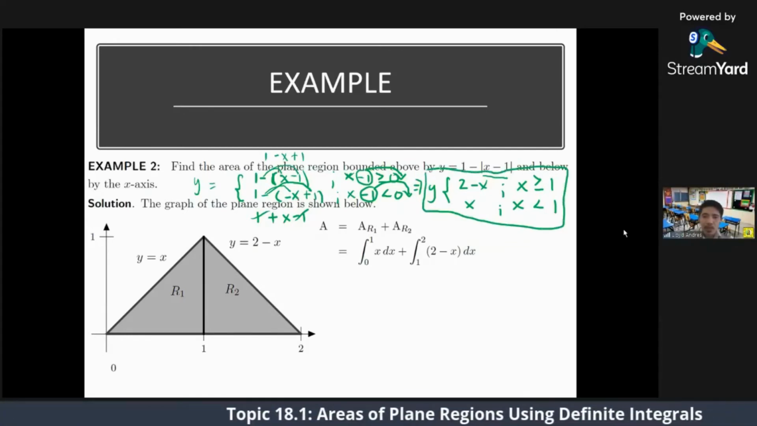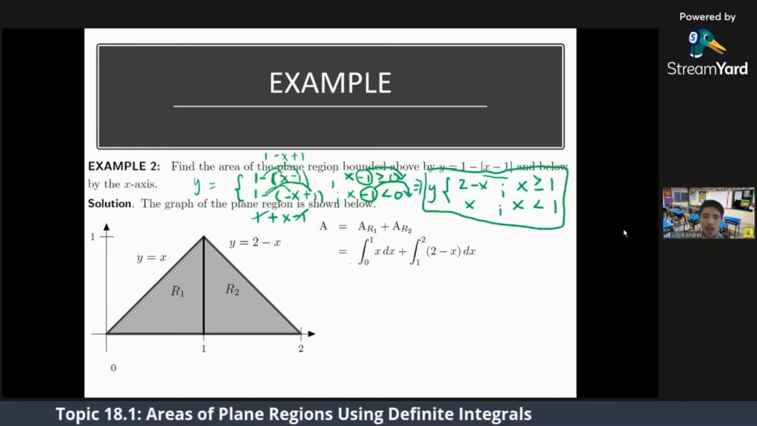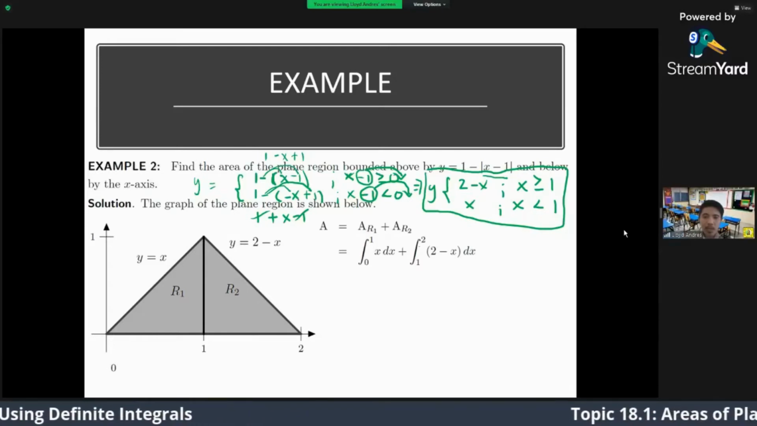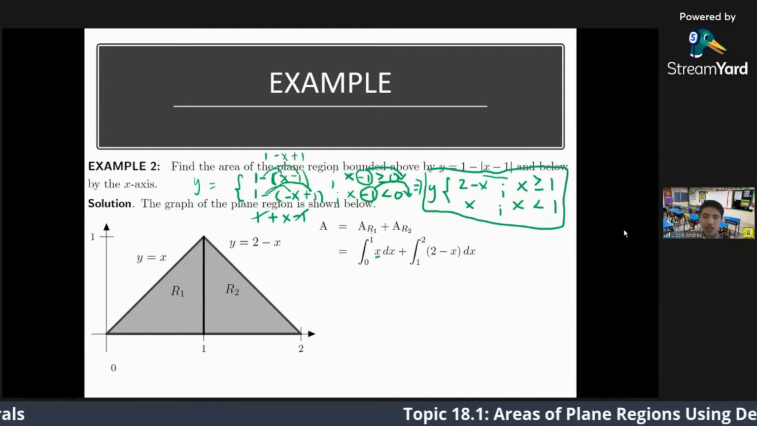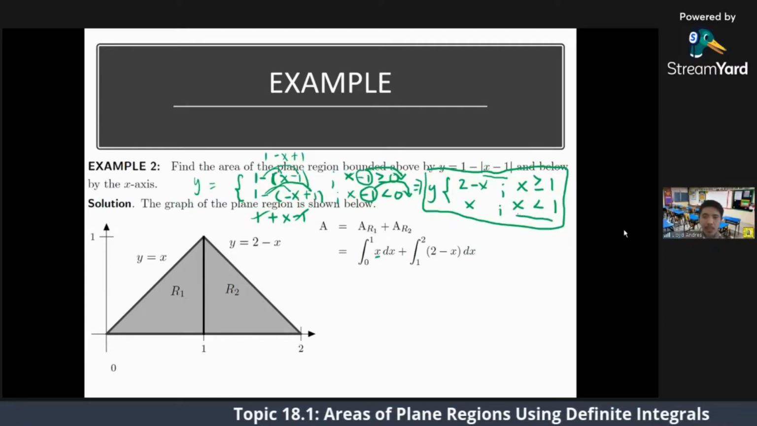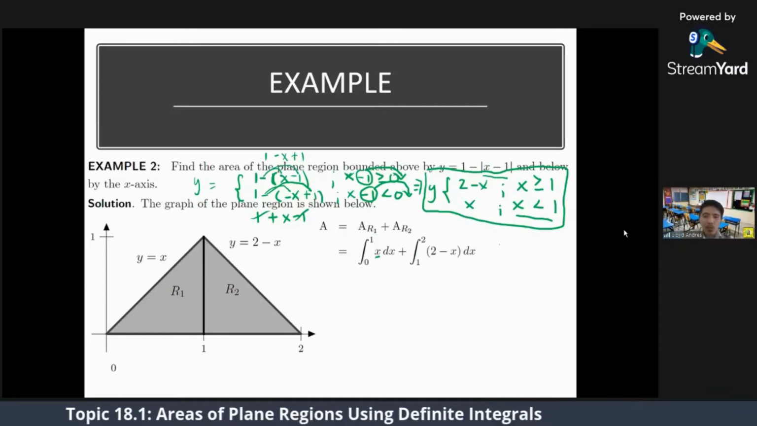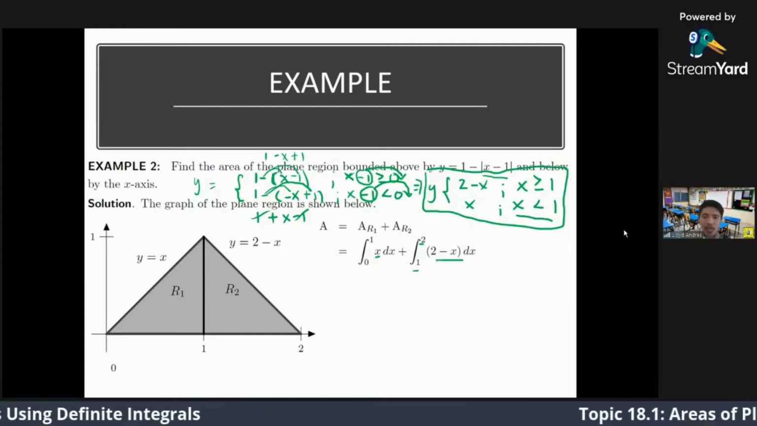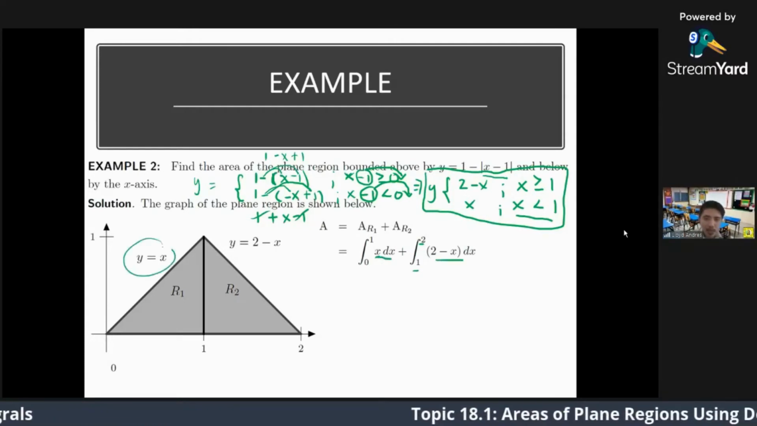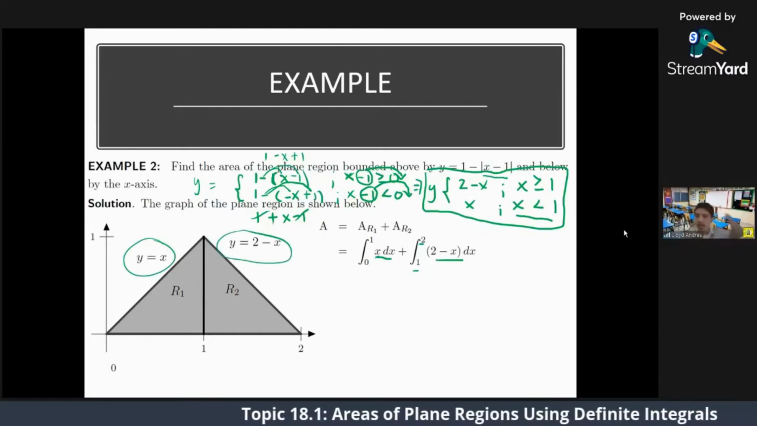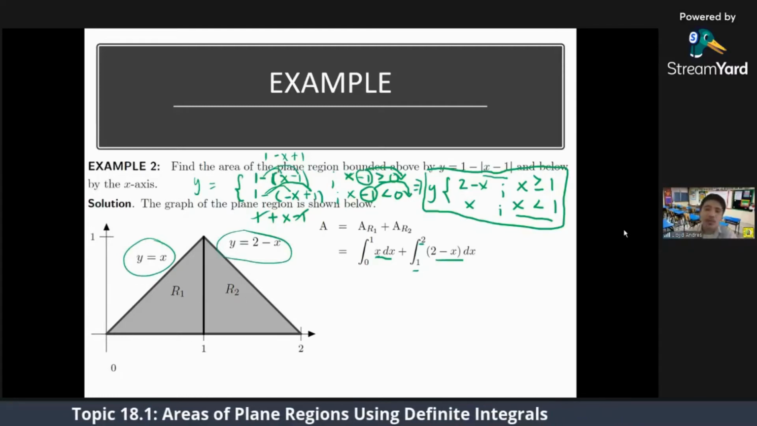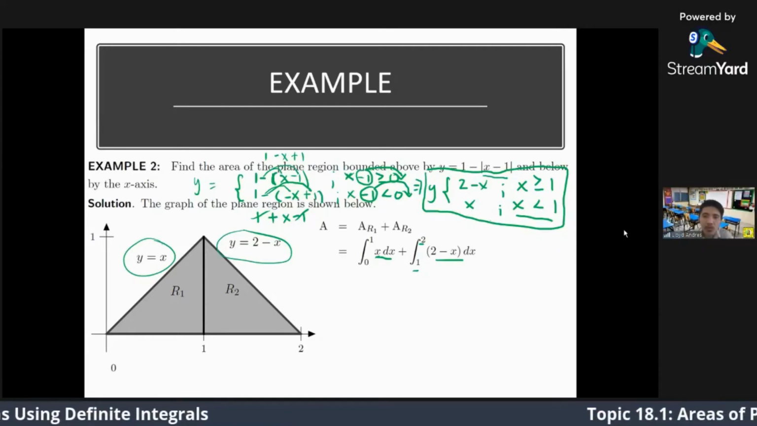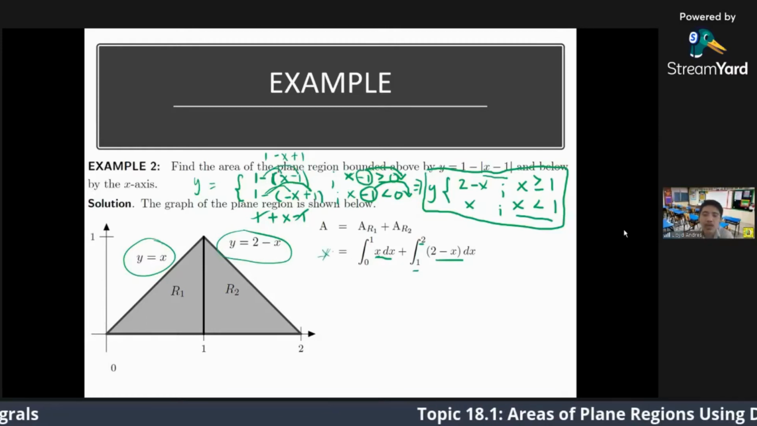Since we have two pieces, from 0 to 1, we use x, because 0 to 1 is less than 1. Then from 1 to 2, since it is greater than 1, we use 2 minus x. That is where it comes from: we simplified the absolute value into a piecewise function. I hope you were able to follow, and that you made the connection.